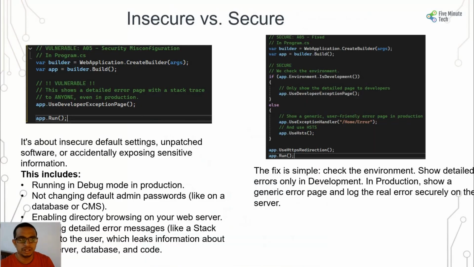Now in the insecure code on the left hand side, if you can see, there are insecure default settings, unpatched software, or accidentally exposing sensitive information. This includes running in debug mode in production, not changing the default admin password for the database, and enabling directory browsing on your web stack. So that's how you can probably cause a security misconfiguration. Whereas on the right hand side, you have the environment mentioned, wherein you can use the developer exception page, or you will use the production-ready exception pages.